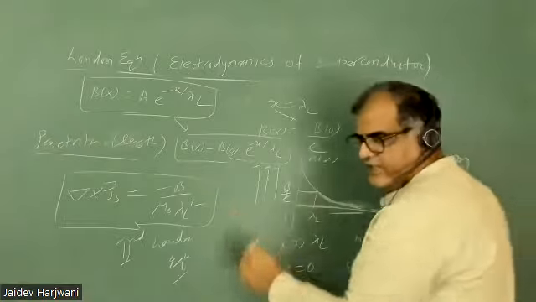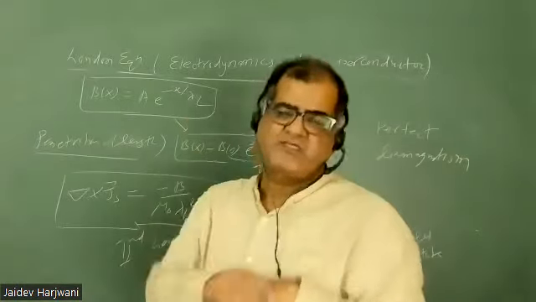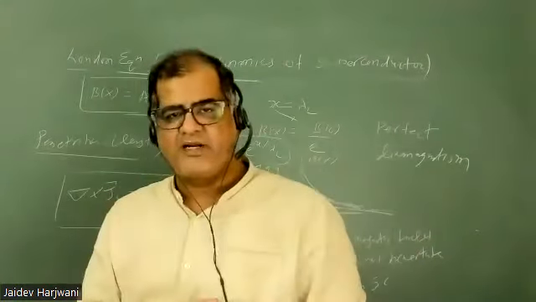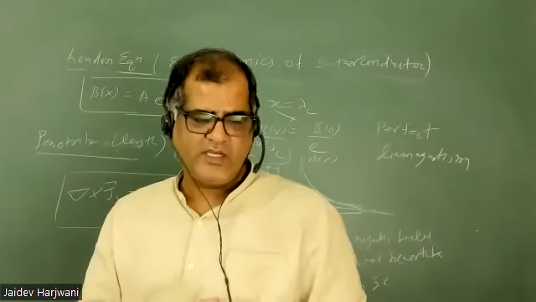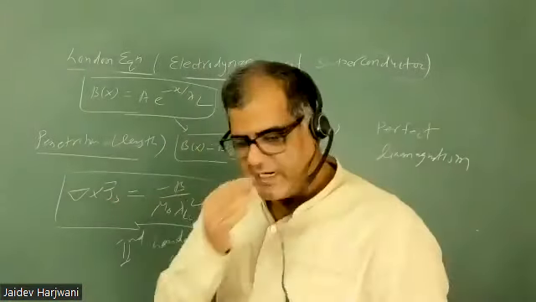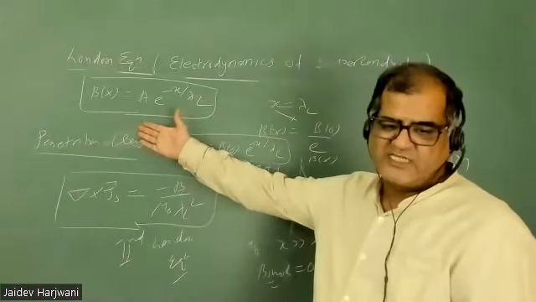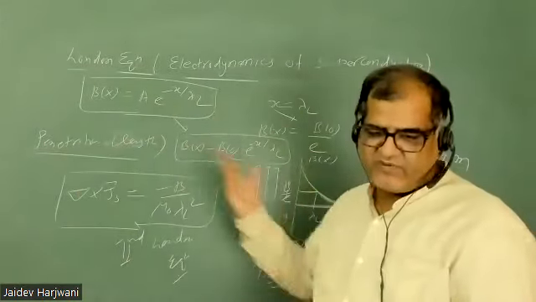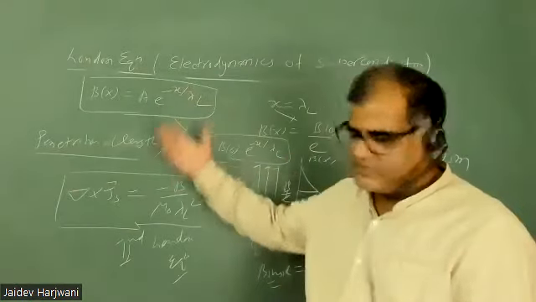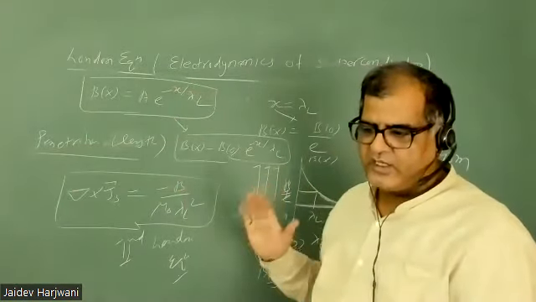That means the field can penetrate only the surface, up to micrometer length. Yes, sir. So that is the Meissner effect, but here it is showing the opposite. It is explaining a perfect conductor. That means this theory is not sufficient.